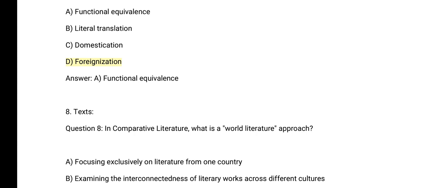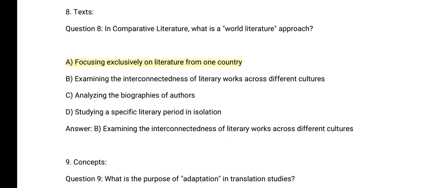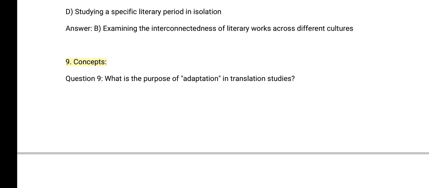8. Texts. Question 8. In comparative literature, what is a world literature approach? A. Focusing exclusively on literature from one country. B. Examining the interconnectedness of literary works across different cultures. C. Analyzing the biographies of authors. D. Studying a specific literary period in isolation. Answer. B. Examining the interconnectedness of literary works across different cultures.